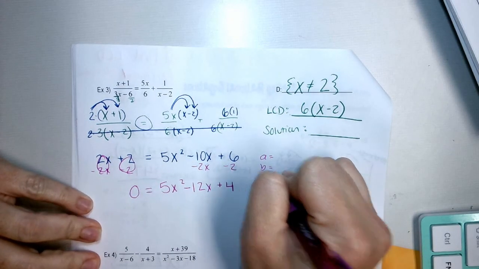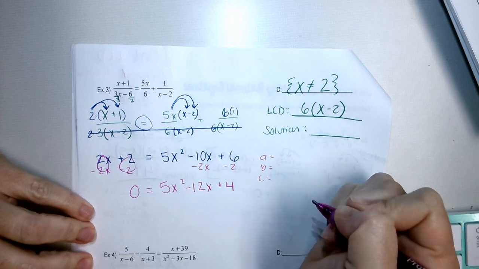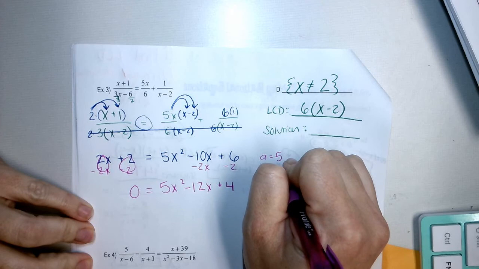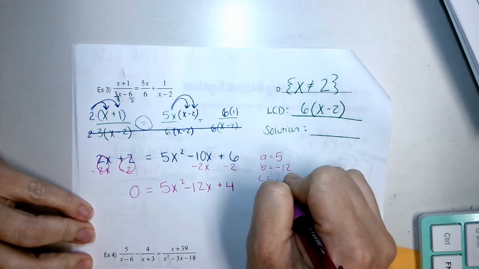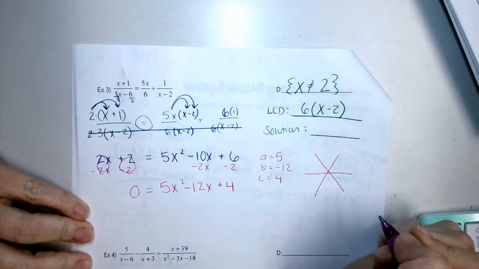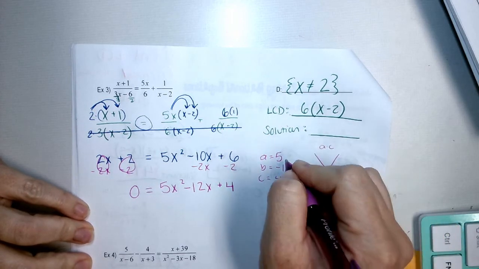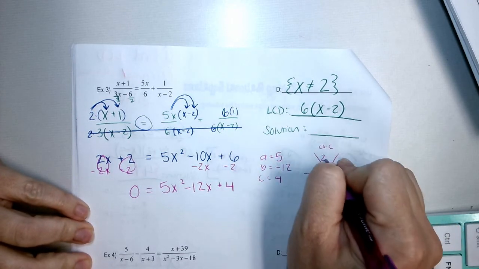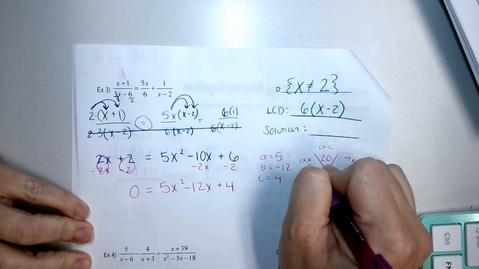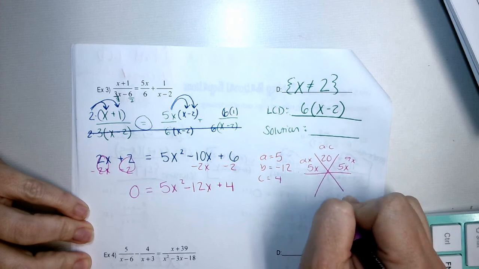What does A equal? 5. B? Negative 12. And C? 4. So this is where it kind of gets important to make sure you're paying attention. A times C, 5 times 4 is 20. Remember, this is AX, AX. Well, A is 5, so 5x, 5x. And B is just negative 12.